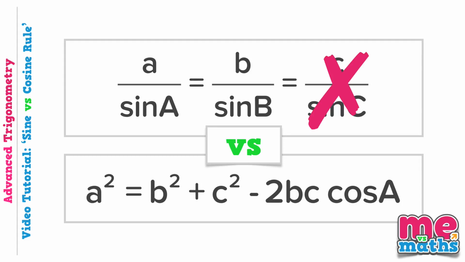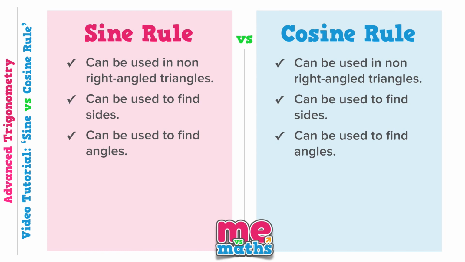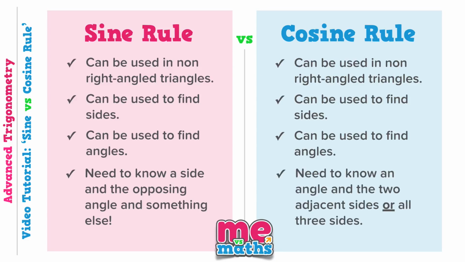So if we're looking for the angle, we have to know all three other sides, or if we're looking for a side, we need to know both the other sides and the angle opposite. So the key difference is in the combination of sides and angles we're given, and this last bullet point is what we must focus on. So to use the sine rule, we need to know a side and the opposing angle and something else. For the cosine rule, we need to know an angle and the two adjacent sides, or all three sides if we're trying to find an angle.